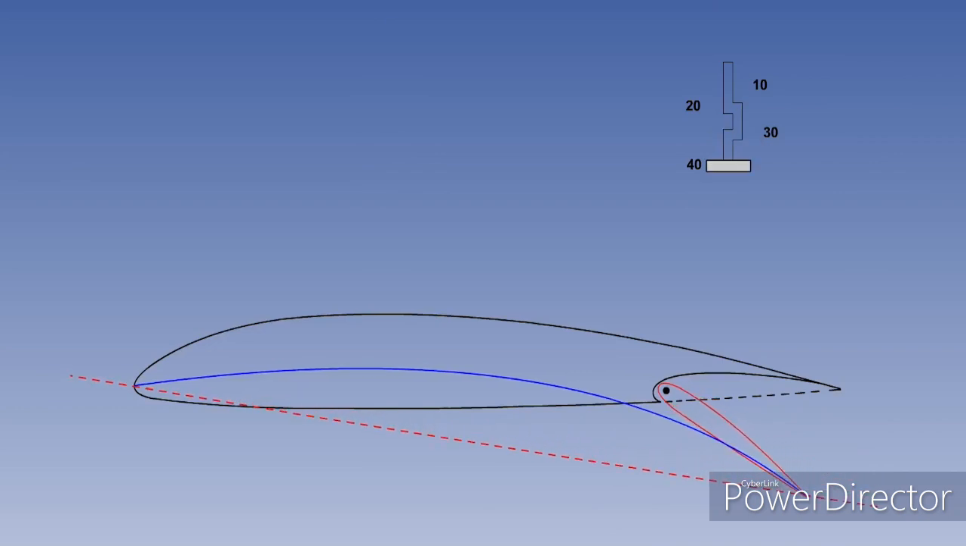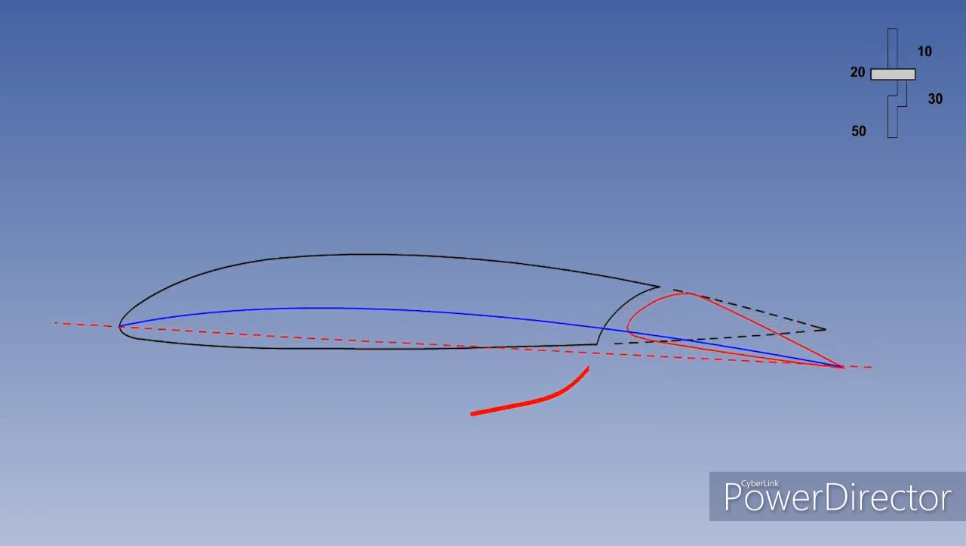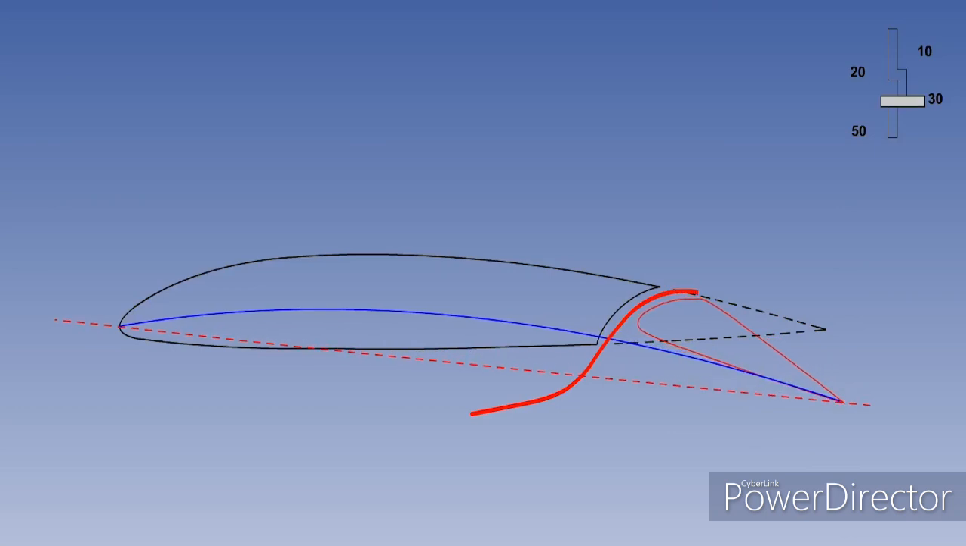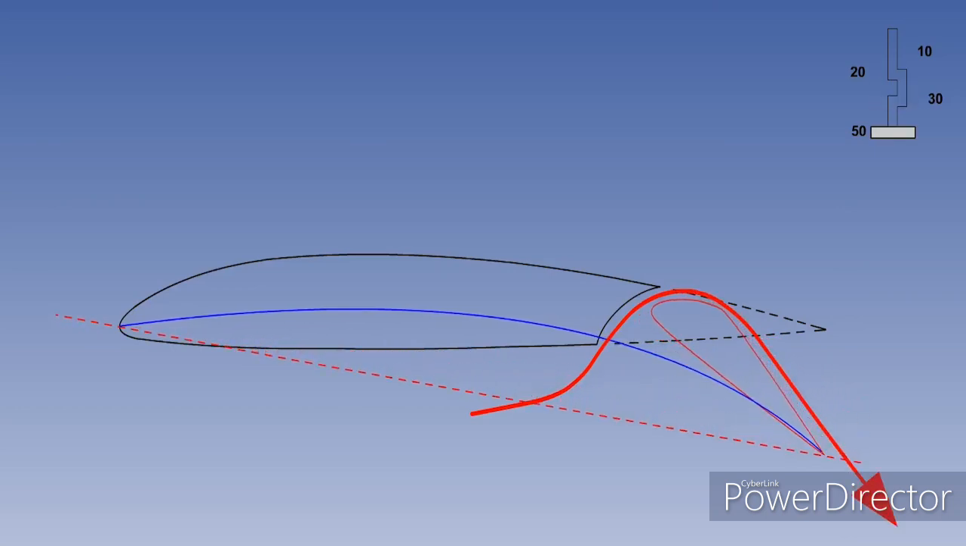The difference from the plain flap is that the split flap only moves the lower surface of the trailing edge. The next type of trailing edge flap we'll consider is the slotted flap. When the slotted flap is lowered, a slot is opened between the leading edge of the flap and the trailing edge of the wing. The slot directs high-energy airflow from the bottom surface of the wing onto the upper surface of the flap. This increases the kinetic energy in the boundary layer over the flap.